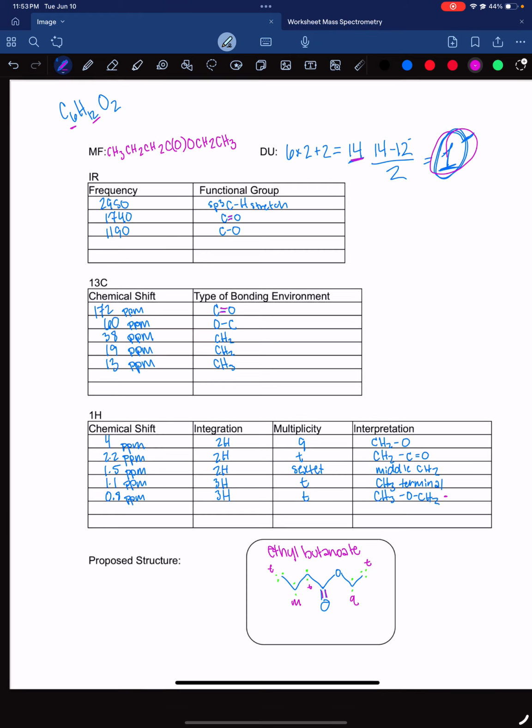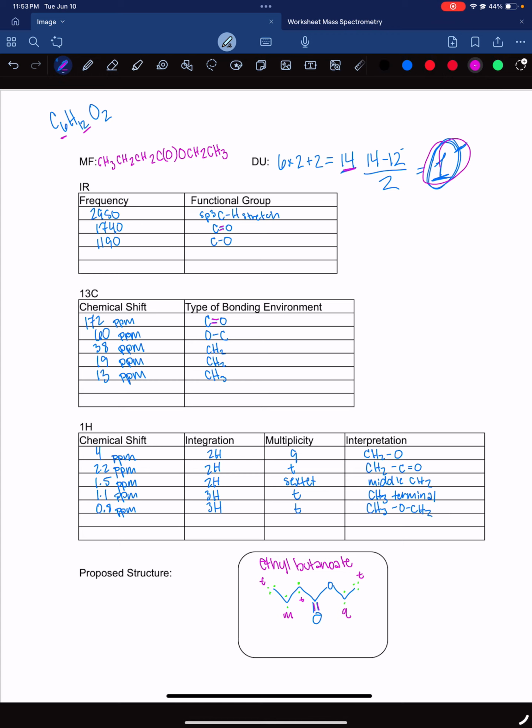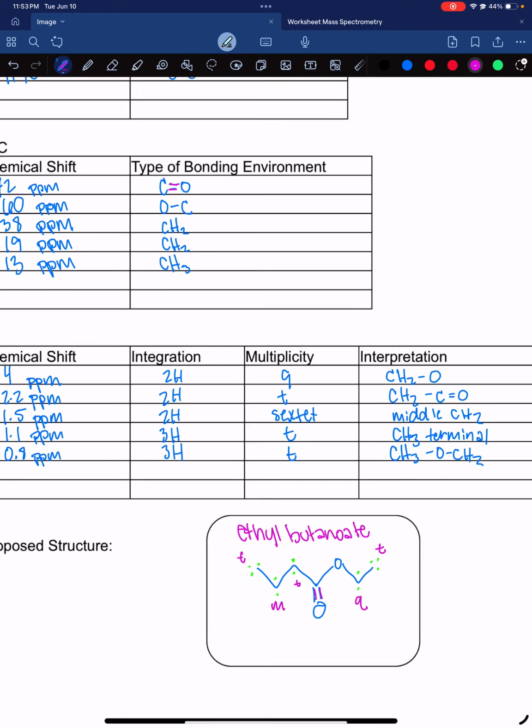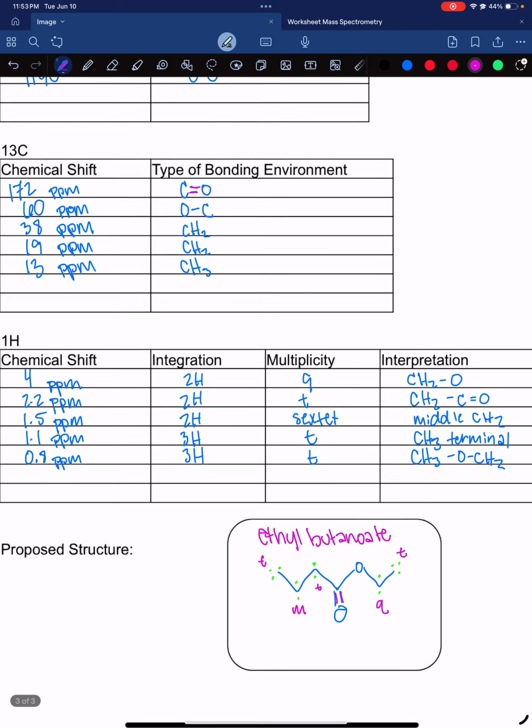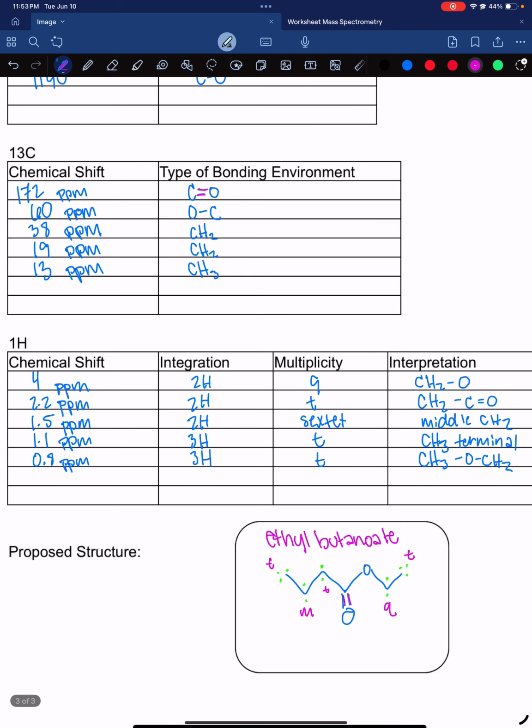So my proposed structure is ethyl butanoate. The reason I proposed this structure is because it has that carbonyl that is present right here. I also went through and confirmed my hydrogens, because I like to check things by confirming my placement of my hydrogens. I did play around with this a little bit off screen, trial and error, but this is what I came up with.